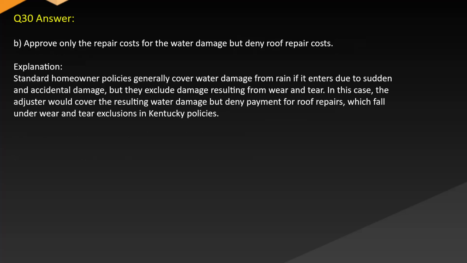Answer B. Approve only the repair costs for the water damage but deny roof repair costs. Explanation. Standard homeowner policies generally cover water damage from rain if it enters due to sudden and accidental damage, but they exclude damage resulting from wear and tear. In this case, the adjuster would cover the resulting water damage but deny payment for roof repairs, which fall under wear and tear exclusions in Kentucky policies.